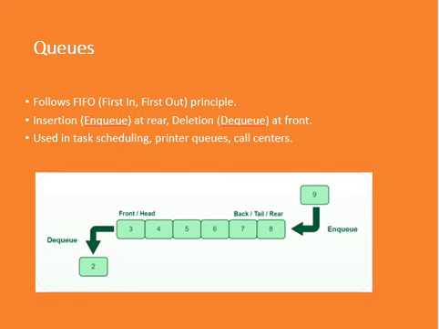Unlike stack, queue has two ends. One end is called rear and one end is called front. The rear end is always used to insert the data, that is called NQ, and the front end is always used to remove the data inserted, that is called DQ.